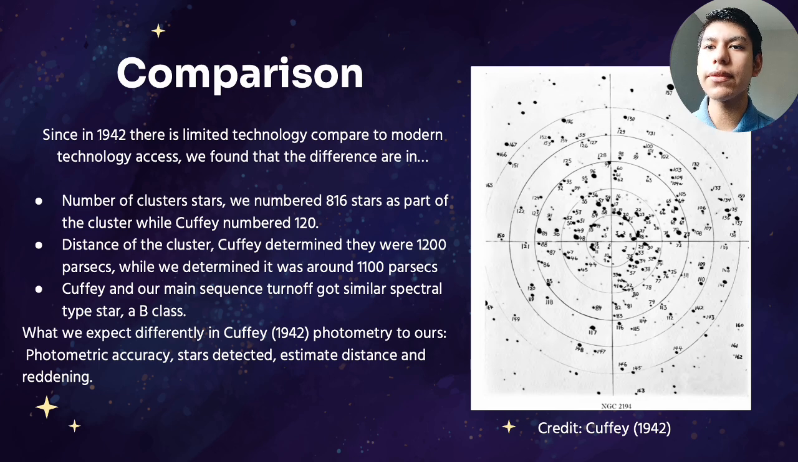Comparison. Since in 1942 there was limited technology compared to modern technology access, we found that the differences are in the number of cluster stars. We numbered over 800 stars as part of the cluster, while Kuper numbered 120. Distance of the cluster: Kuper determined that it was 1,200 parsecs, while we determined it was around 1,100 parsecs. Kuper and our main sequence turnoff gave similar spectral type stars, a B class. What we expect to differ in Kuper's 1942 photometry are the photometry accuracy, stars detected, estimated distance, and reddening.